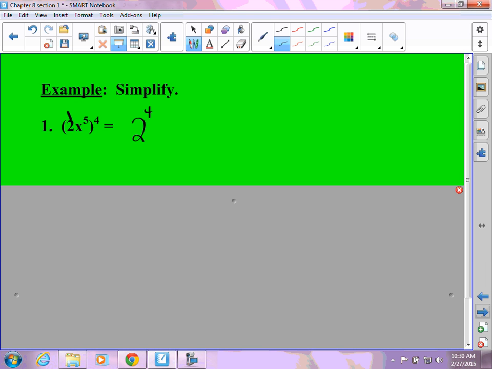Now we can even go a little bit further. 2 times 2 is 4 times 2 is 8 times 2 is 16. So I get 16x to the 20th. Common mistakes kids make, they go 2 times 4 is 8. Remember, it's 2 times 2 is 4 times 2 is 8 times 2 is 16. Questions? All right, let's keep going.